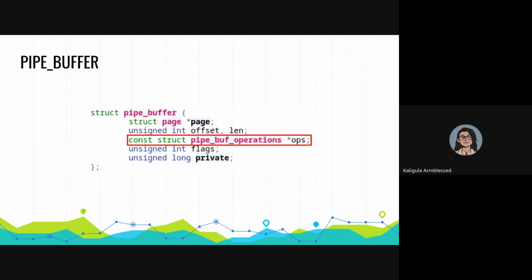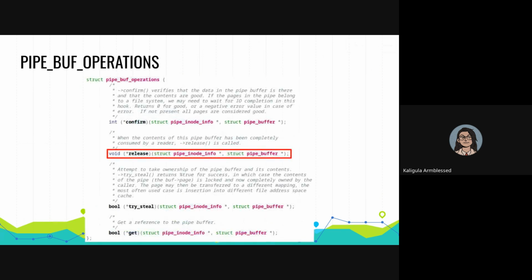Pipe buffer has this very interesting thing called pipe_buf_operations. And let's take a look at what pipe_buf_operations does. So pipe_buf_operations is basically a bunch of pointers to different functions. And more interestingly, there's pipe_buf_release. And this is really, really interesting because when we close a pipe buffer object, it will call release and run whatever function that is pointing to.